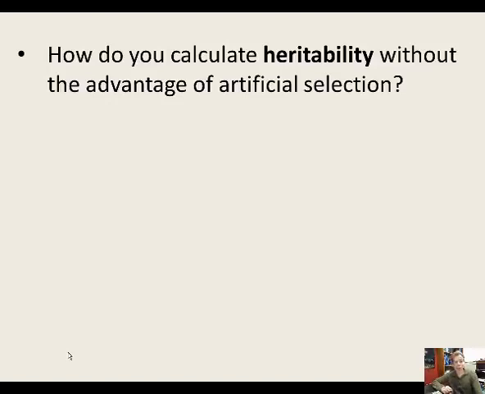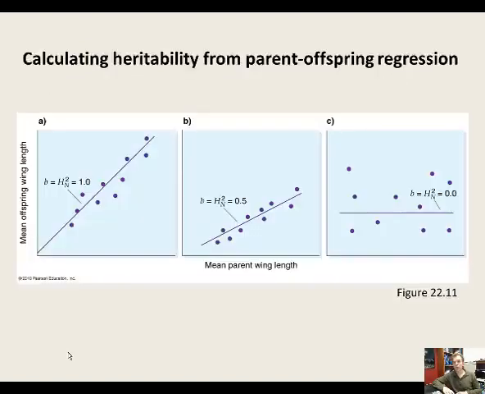So in the absence of artificial breeding, how do you calculate heritability? How would you do that for other populations, for wild populations, for example? Well, one way to do that is you can estimate this from parent-offspring regression. This is a panel from your textbook, figure 22.11, showing 3 different examples. This hypothetical example is, I believe, fruit flies, where you have a population of fruit flies that you measure the parent's wing length, and then you average those parent wing lengths together to get a point on this graph. You match that point with the offspring from that mating, and the average offspring wing length would be plotted as a function of mean parent wing length.